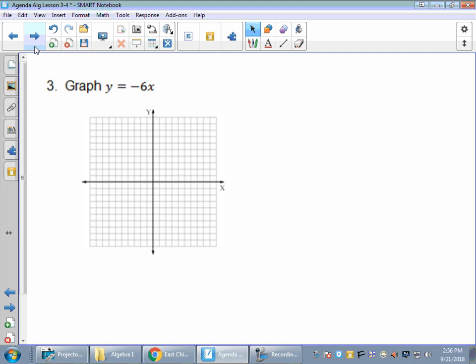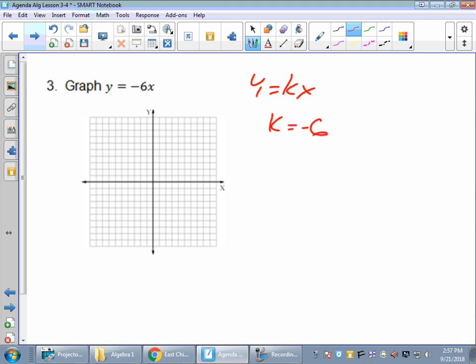Graph y equals negative 6x. So in this case, we can say y equals kx, because it's in that form. And so we know right away that k is equal to negative 6. And we also know that our slope then, with rise over run, would be negative 6 over 1. Sorry, let's back that up real quick. So we know our k and our slope are the same, so our slope would be negative 6.